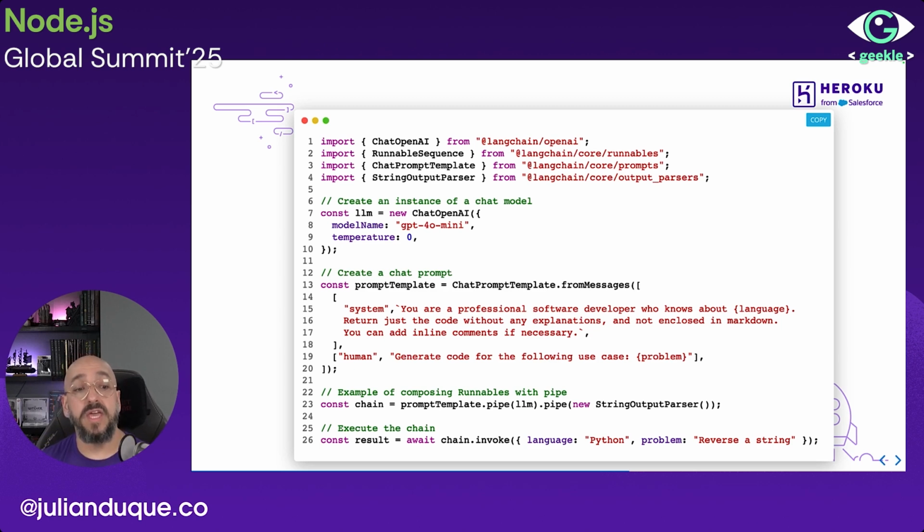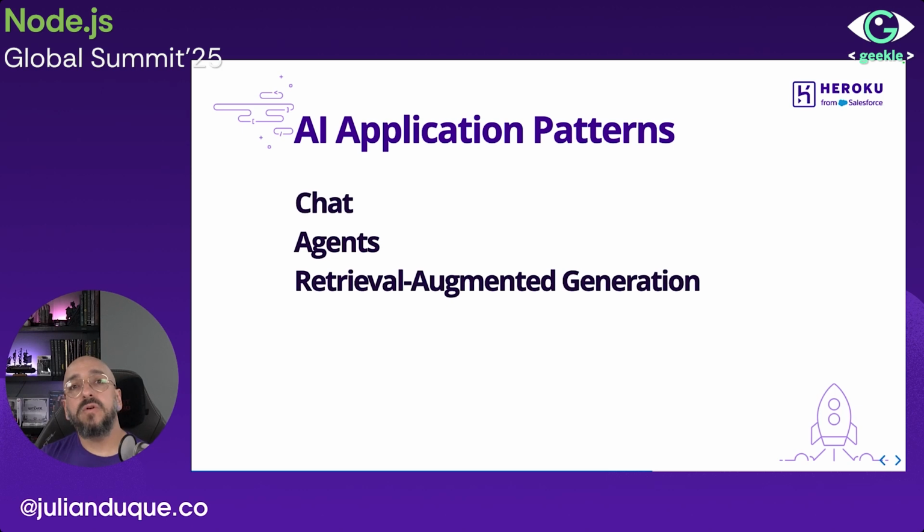Then I add the human message, which is the question that the user has, which is generate code for the following use case. And the other variable is the problem. So I'm going to be chaining together that prompt template with the LLM, and then I'm going to pass it to a parser. The prompt template is being piped to the LLM, and the parser here is the string output parser, as you can see on line 23. And then I'm going to invoke that chain, passing the two variables, the language and the problem, and I might get some code.